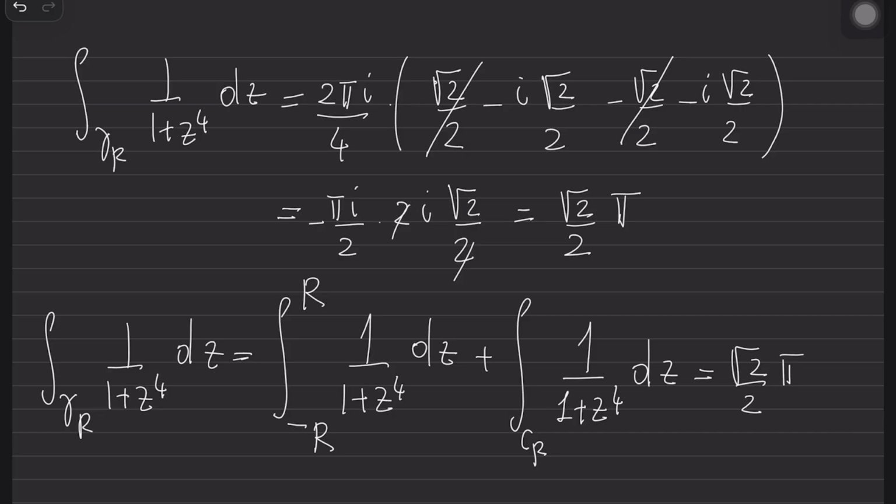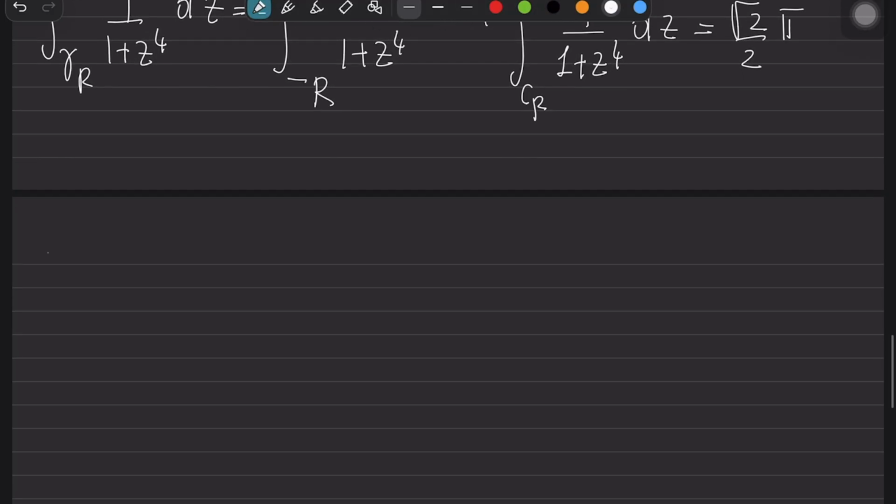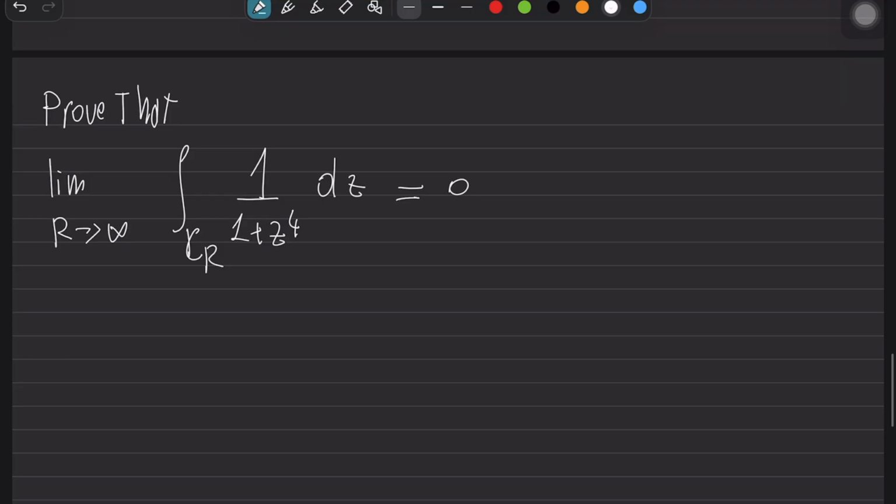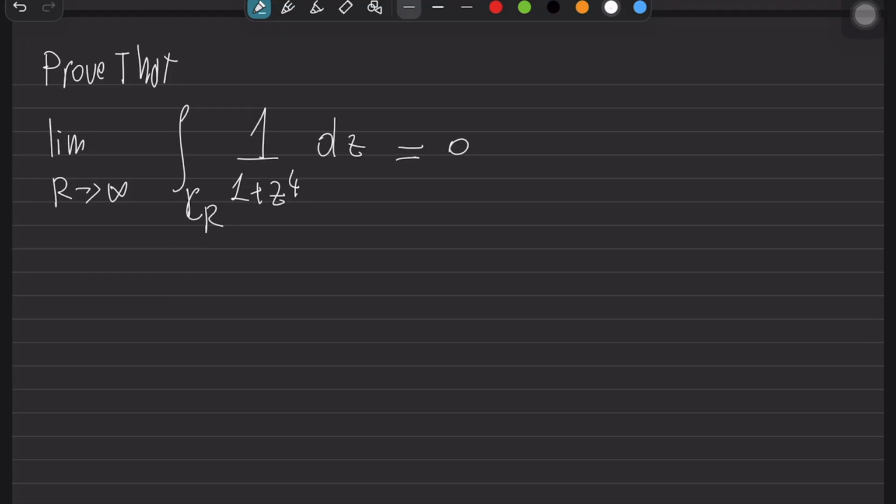Okay? So now the next step is to prove that the limit as r goes to infinity of the integral over CR, the semicircle, of 1 over 1 plus z to the power 4 dz is equal to 0. Great. So how do you do that? We have to do some estimates. First things first, we are going to rewrite this integral using polar coordinates.